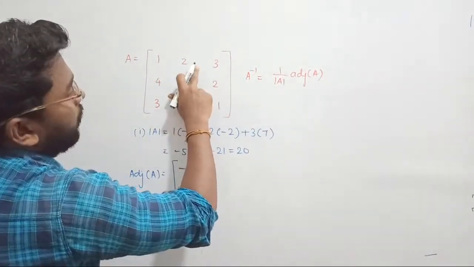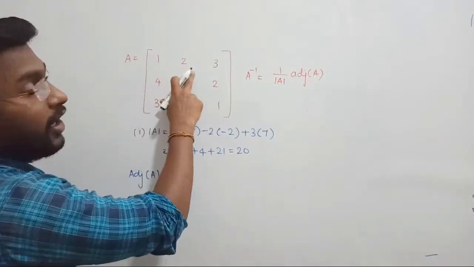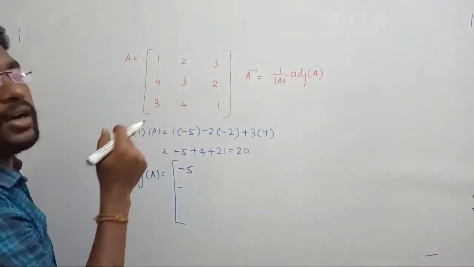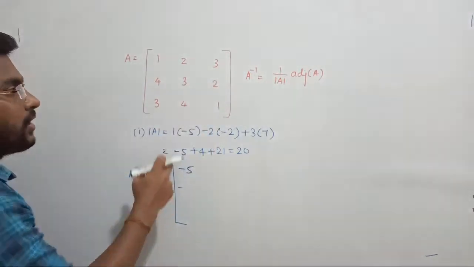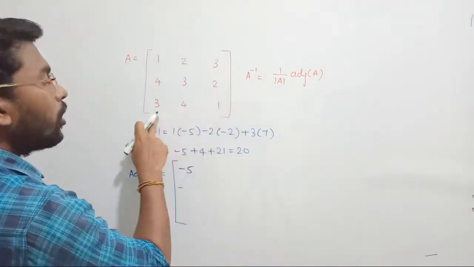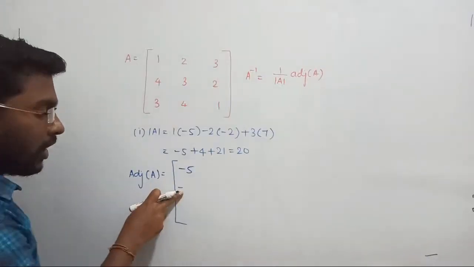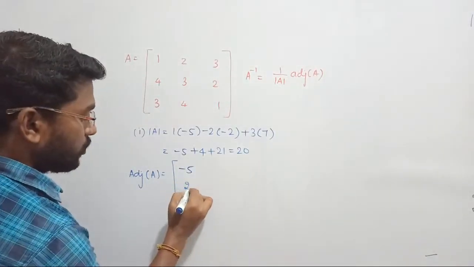Now if I select 2, in which position is 2? A11, A12. What is A12? That is an odd number, right? 1 plus 2 will give you an odd number. Odd number means we have to consider minus. If you neglect the corresponding row and column, 4 minus 6 will give you minus 2. Or you have one more minus, so it is going to be plus 2.